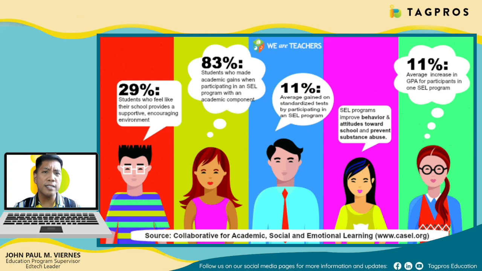SEL can be integrated across subject areas at all ages. In fact, it's just as pertinent and important to us adults as to the children. For our children, as early as now, we should be teaching them about social emotional learning. But as adults, it's something that we must be very competent about.